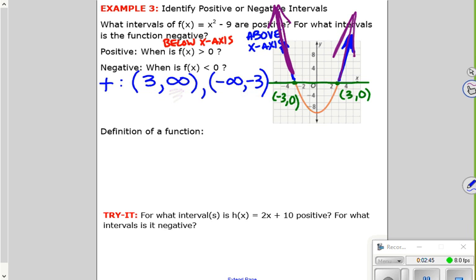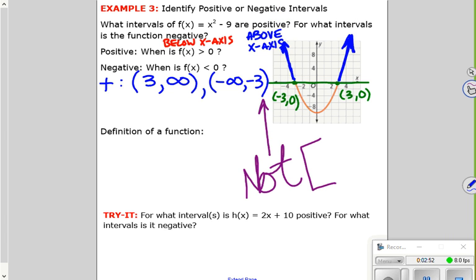The reason that I use these parentheses and not brackets is because at that x value, it's not positive or negative. It's 0. The function or the y value is 0 there. So if you use brackets on this, that would be incorrect, and you would lose the point. All right? Let me go ahead and do negative. Then we'll pause the video, and I'll answer any questions you have.